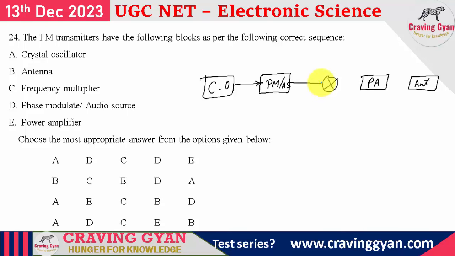At the receiving end, the first one itself is an antenna. Right? So this is the order we can follow. So B is the last option. Antenna is placed at the last. It is correct. So the corresponding option that is going to follow is option D.